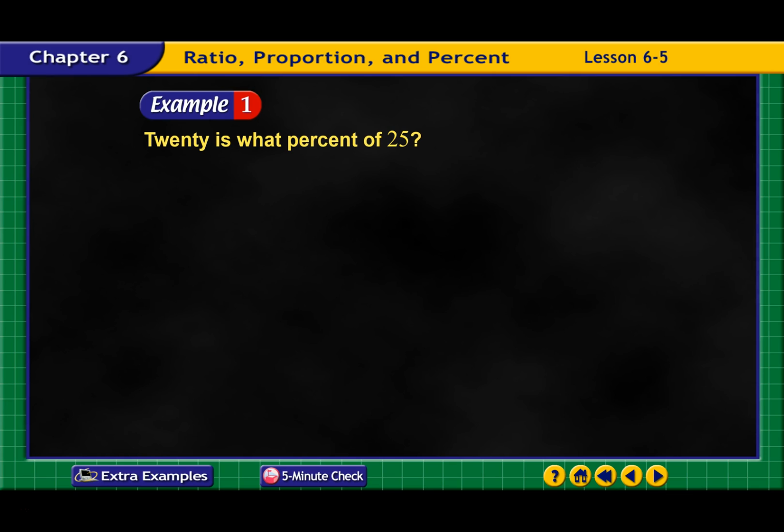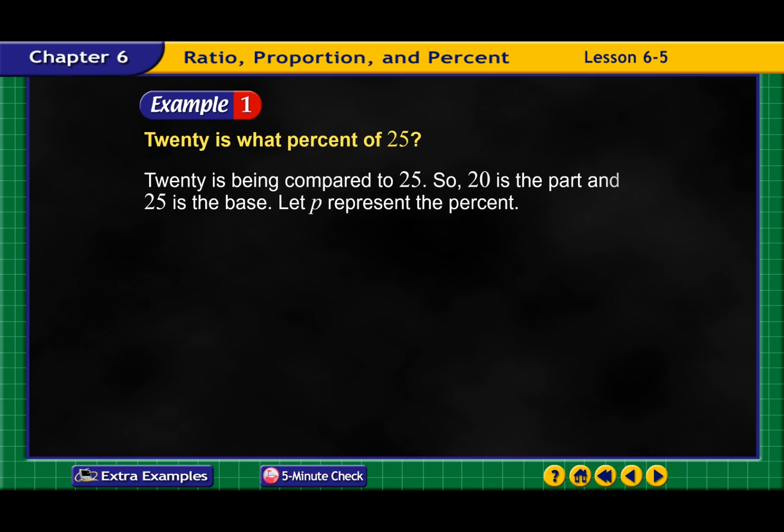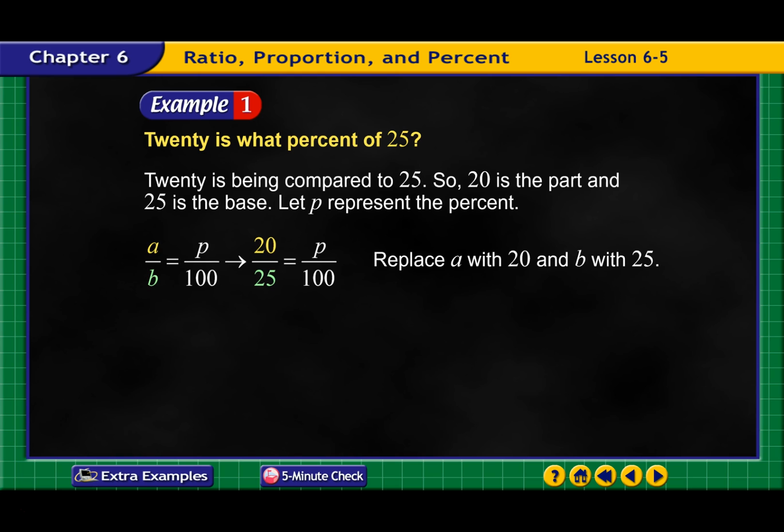All right, 20 is what percent of 25? We know it's less than 100% because 20 is less than 25. So 20 is the part and 25 is the base, and let P represent the percent. We'd set that up with 20 over 25. A is going to be 20, B is going to be 25, and P is the percent, which is what we're looking for.